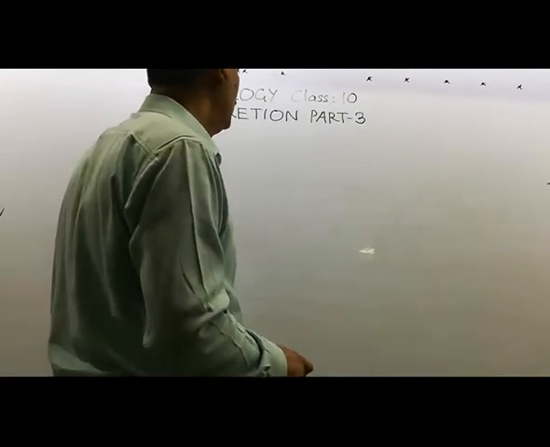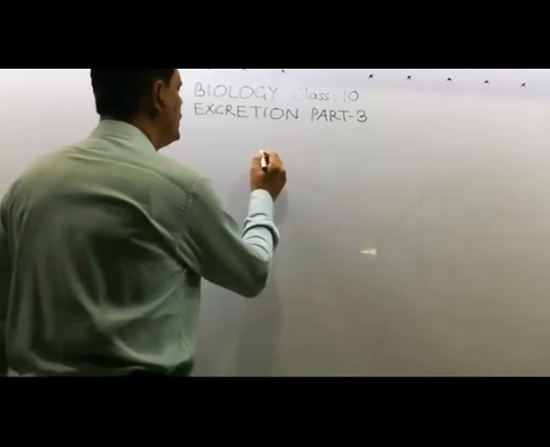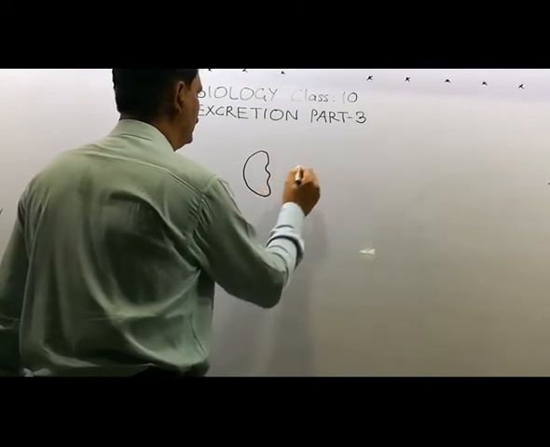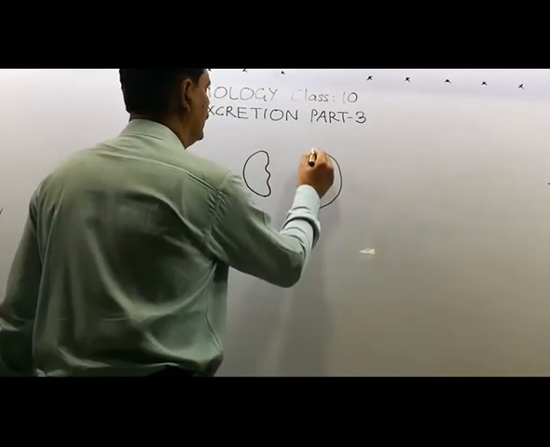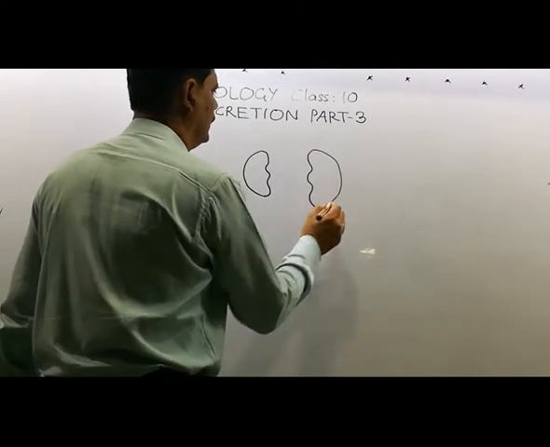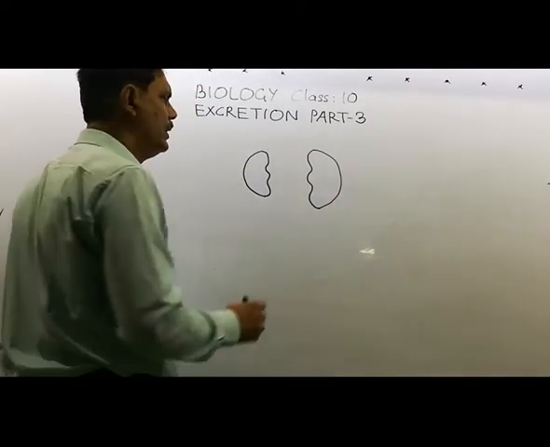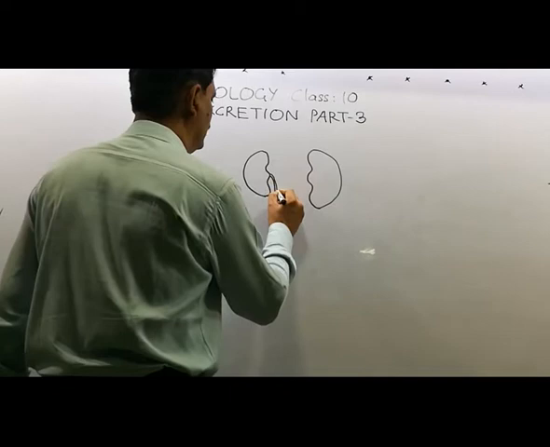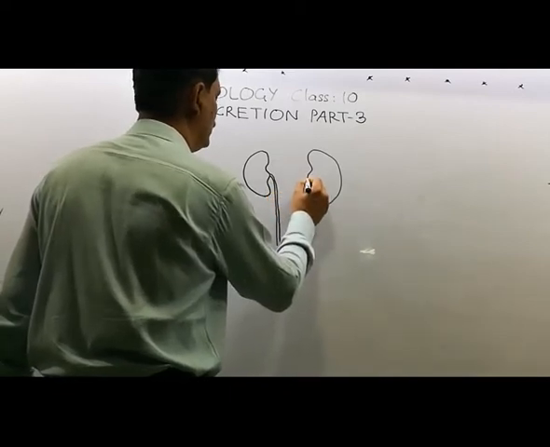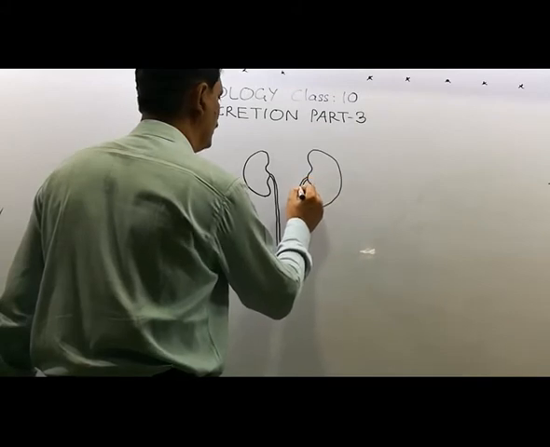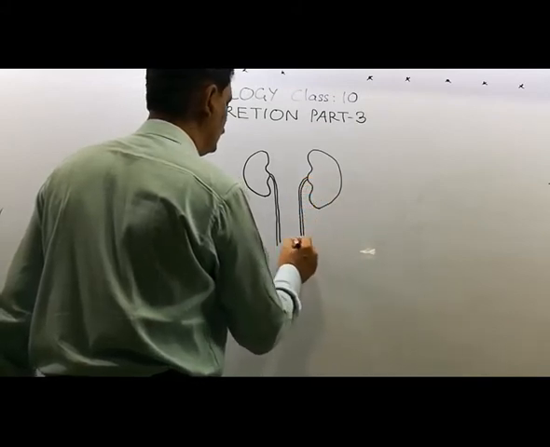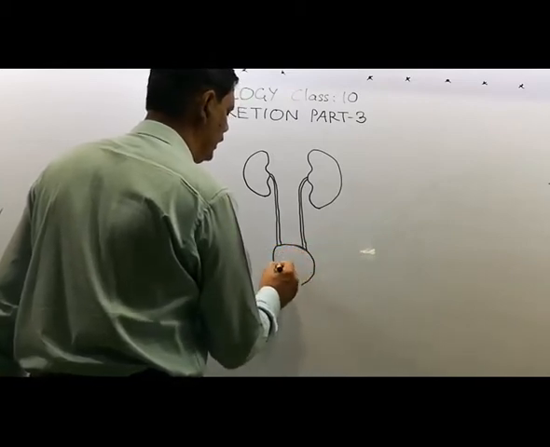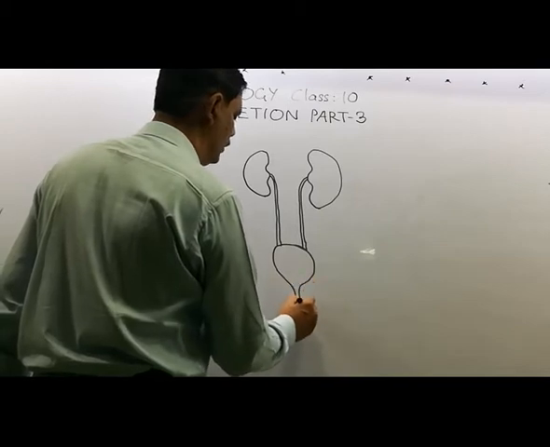Very simple. Just draw two bean-shaped structures like these two, which will represent the two kidneys, and arising from here the pipeline, that is the ureters, which will open up into the urinary bladder, and then there will be the urethra.